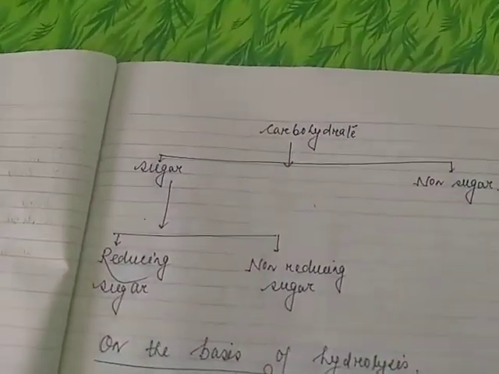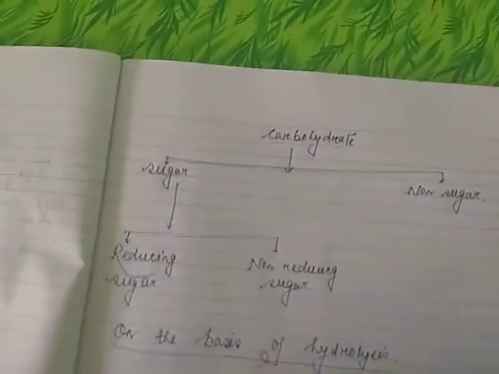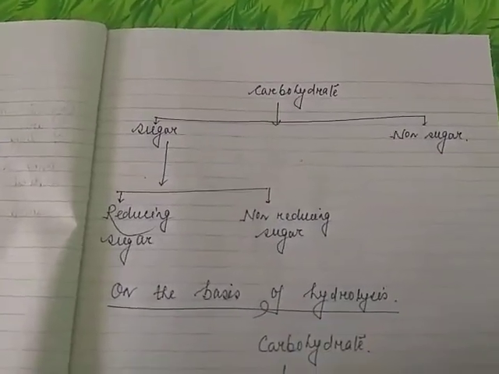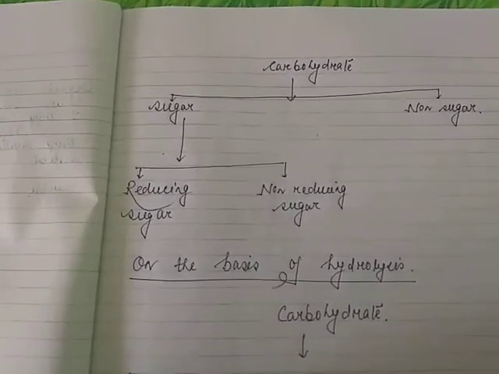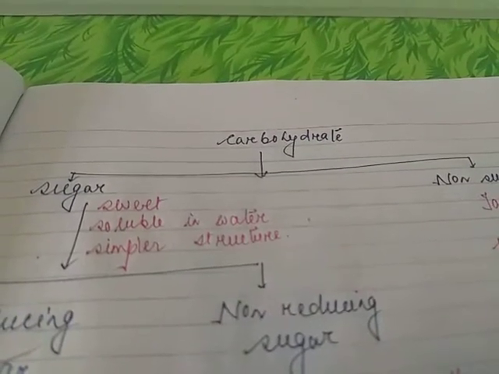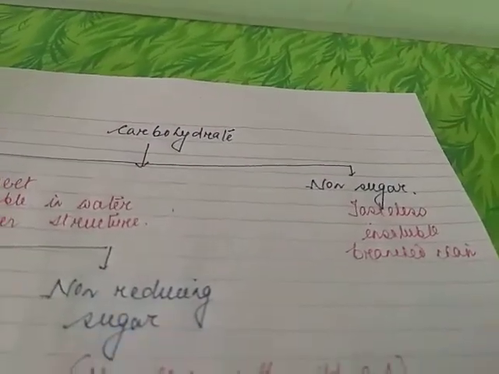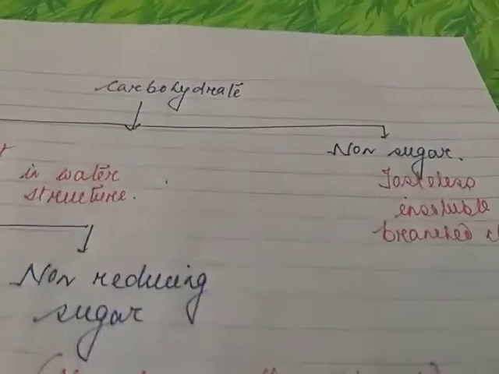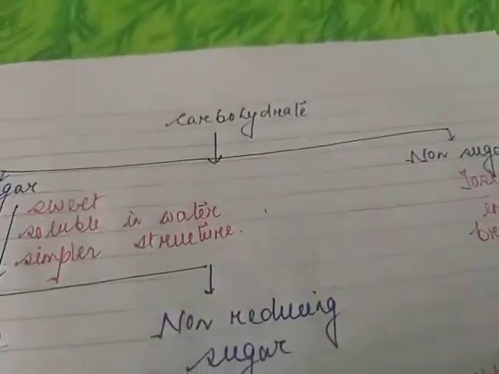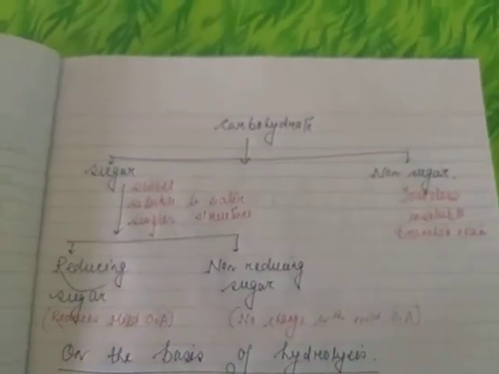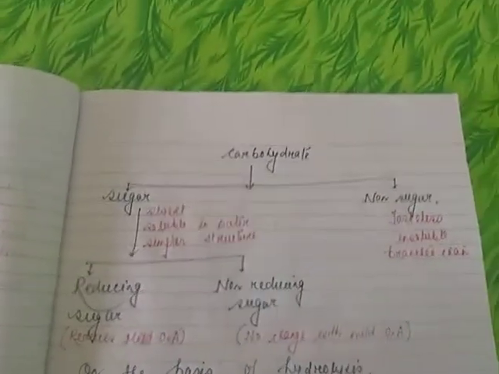Let's see various types of carbohydrates. One is sugar and non-sugar. Basically, we classify the sugar and non-sugar into 2 points. Sugar is sweet, while non-sugars are tasteless. Sugars are soluble in water usually, while non-sugars are insoluble in water. Sugars have relatively simple structure, while non-sugars have branched chain or highly complicated structures.